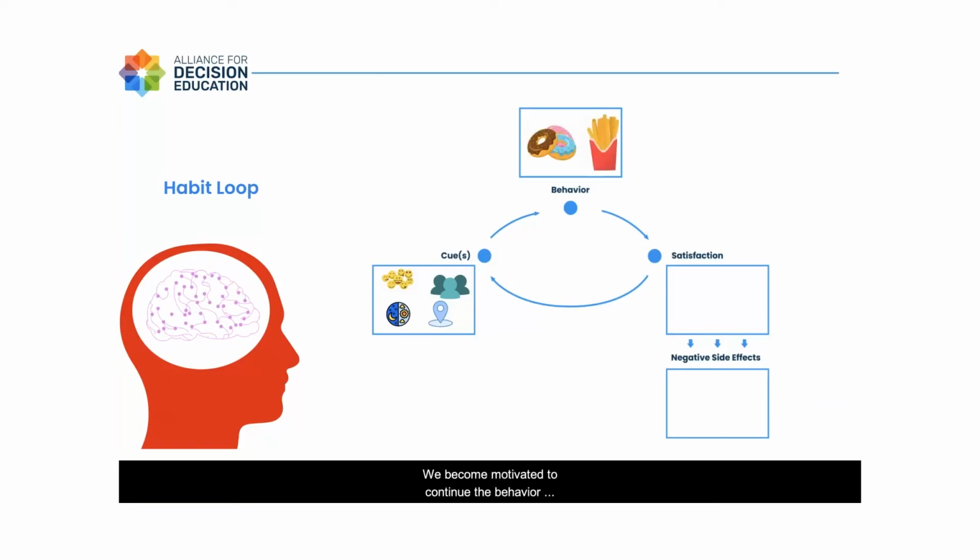We become motivated to continue the behavior repeatedly or make it a habit when it provides some sense of satisfaction. However, when the sense of satisfaction is followed by negative side effects, this is a signal that we need to improve or change the habit. So let's look at an example.